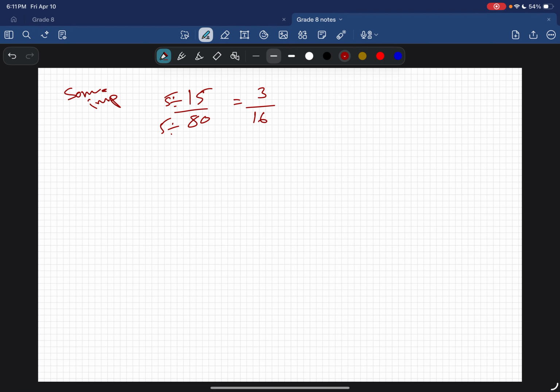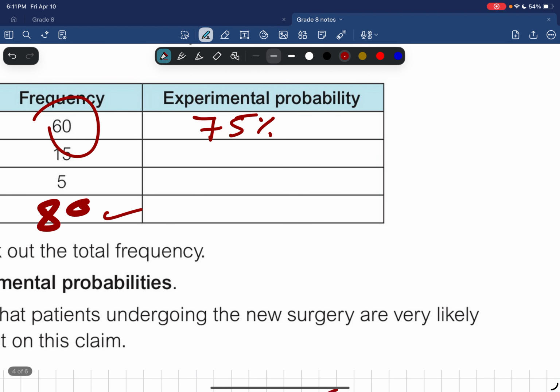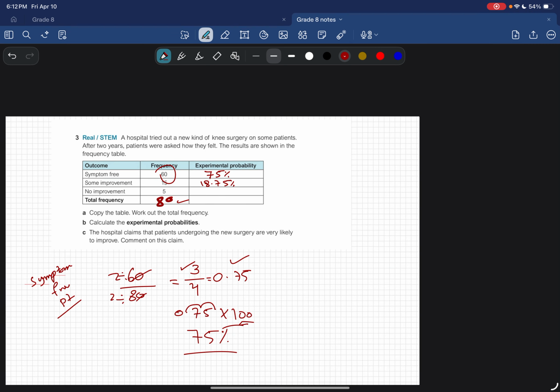Sorry guys. So that's the fraction part. If you want to show it as a percentage, you multiply by 100. So 3 divided by 16, multiply by what, guys? Multiply by 100. It's going to be 18.75 percent. So 18.75 percent of having some improvement. So if we had 100 patients, we're going to have about 19 patients having some improvement.